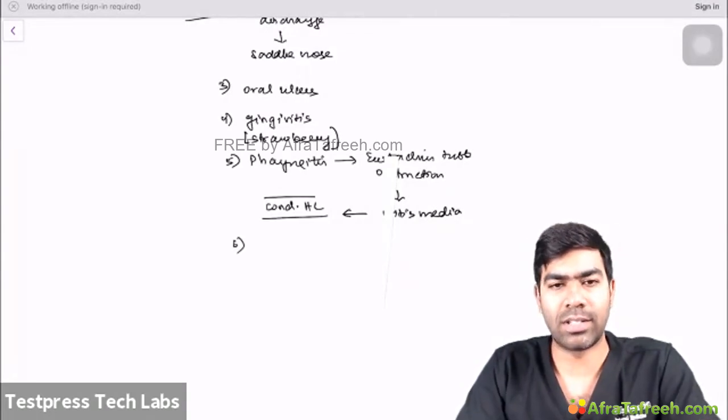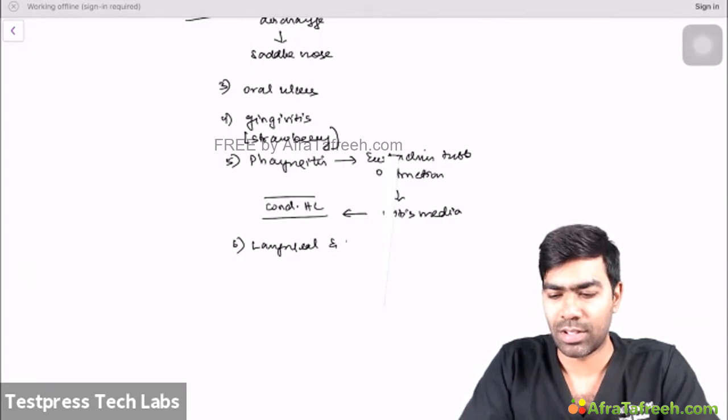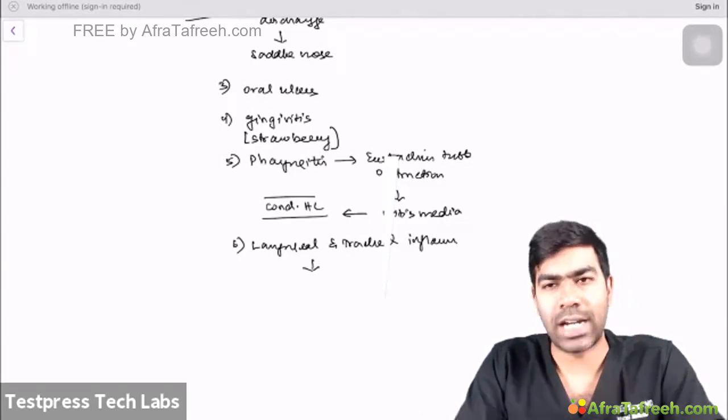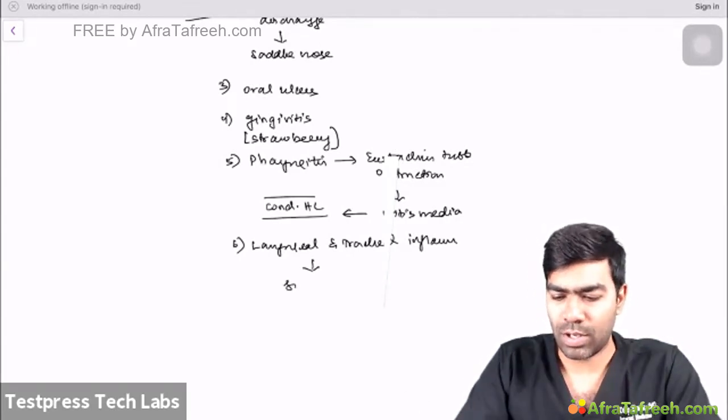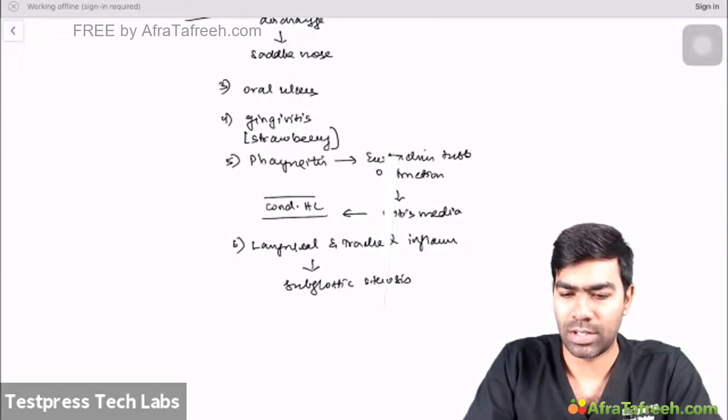Apart from that, they can have laryngeal and tracheal inflammation. Laryngeal and tracheal inflammation can happen, which can typically progress towards something called a subglottic stenosis. Very important point as far as Wegener's is concerned. Subglottic stenosis.